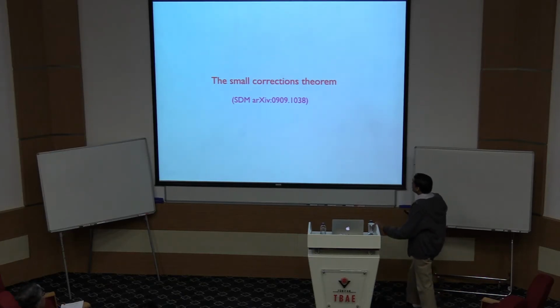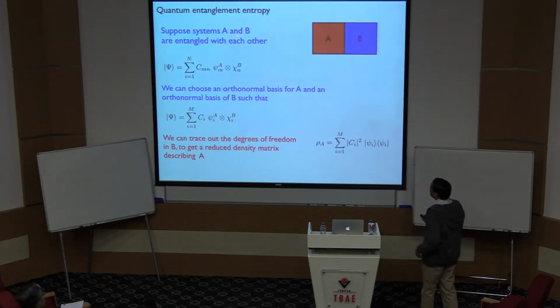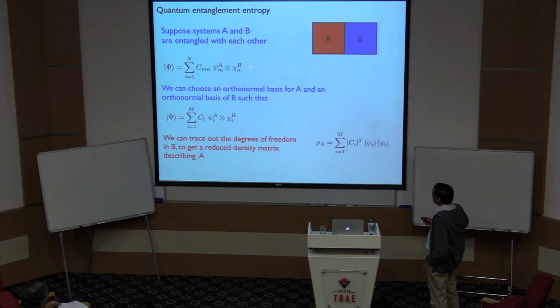Okay, so let's just go through the actual small corrections theorem. So how do you actually measure quantum entanglement? So suppose you have two systems A and B, and they are entangled with each other. As we said, you can write the total state psi of the two systems as some state of system A times some state of system B, and then you can add up summing over them. Okay? So you can use an orthonormal basis, but there are many terms in the sum. Psi1 times chi1 plus psi2 times chi2 and so on.